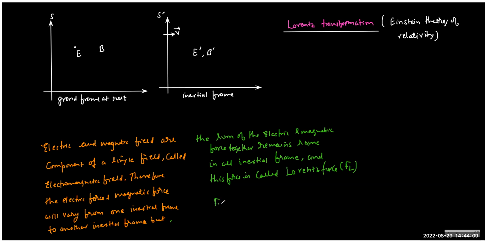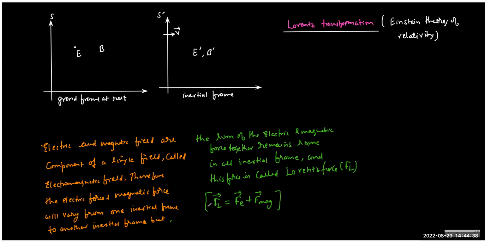So Lorentz force is basically the summation of electric and magnetic force taken together, and each component, you can say the electromagnetic force, will manifest differently in different frames. In some frame, one may be absent, the other may be present, and vice versa. In some other frame, both may be present, but with different values.